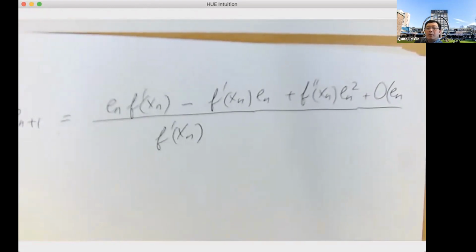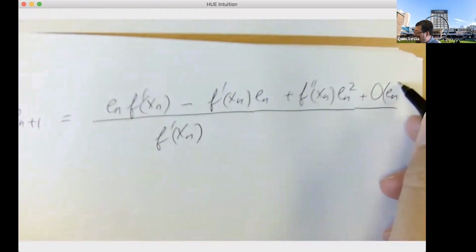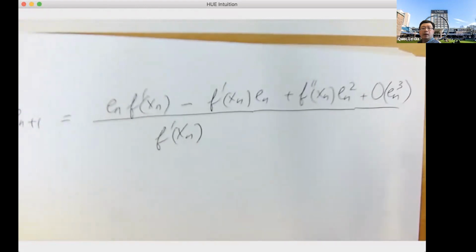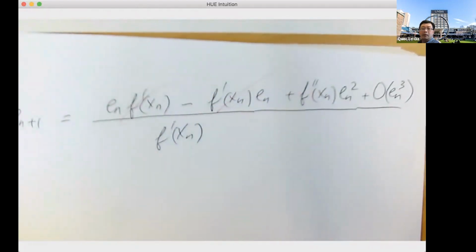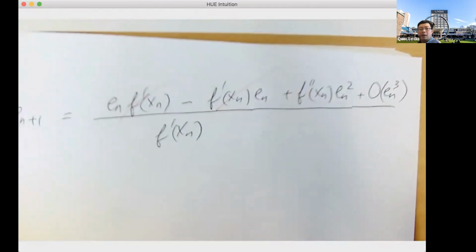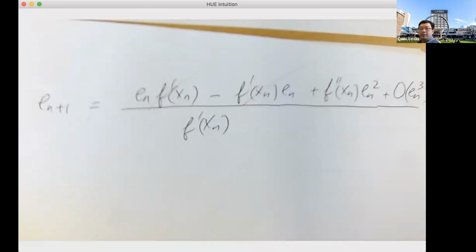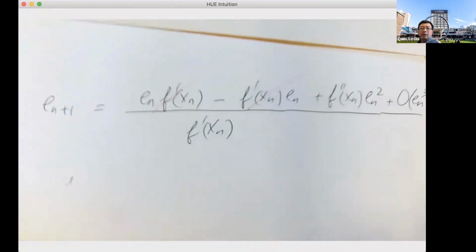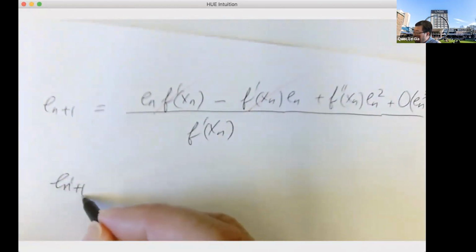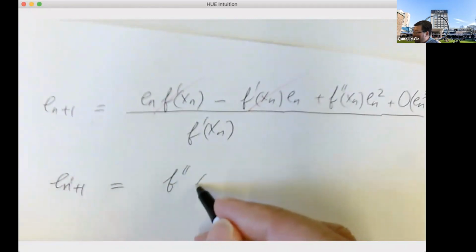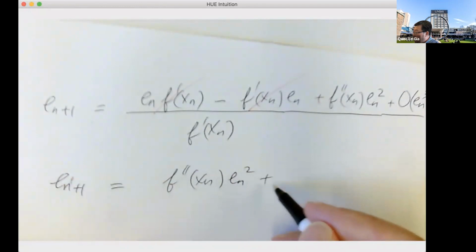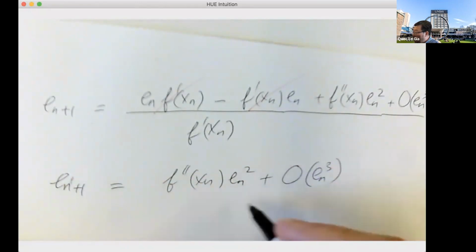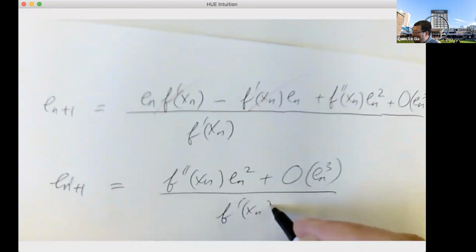So big O of en cube, right? Yeah. And now you see this term cancels with this one. Okay. And so what do I have? So I have en plus 1. All right. I have en plus 1 equal to f double prime xn en square plus O of en cube over f prime xn. Yeah.